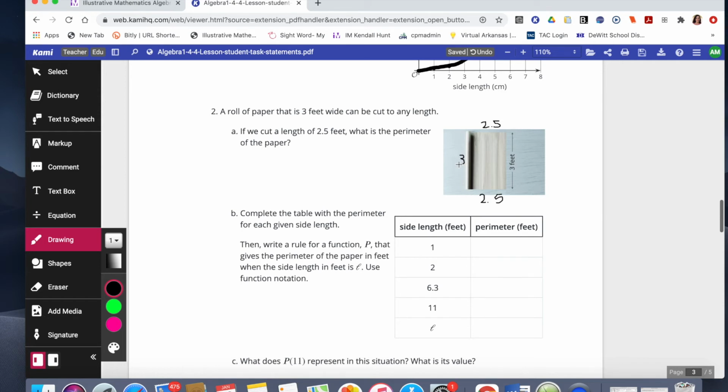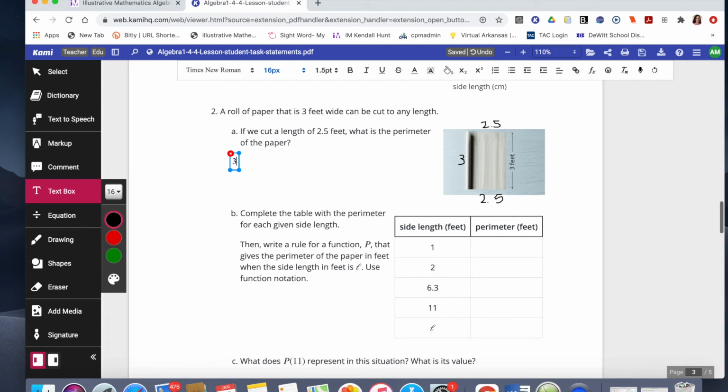So perimeter is when you add up all the sides. So we would say 3 plus 3 plus 2.5 plus 2.5. Well, 3 plus 3 is 6, plus 2.5 plus 2.5 is 5, so this would equal 11. And this is feet. So the perimeter would be 11 feet. You just add up all the sides for a perimeter.